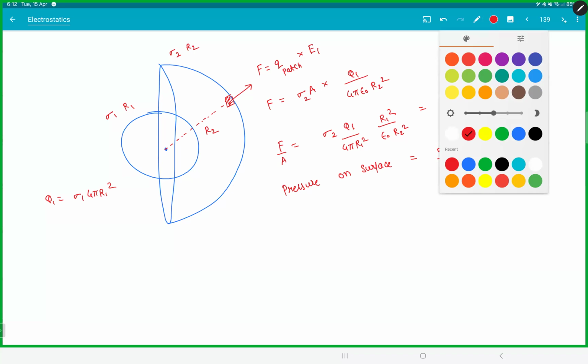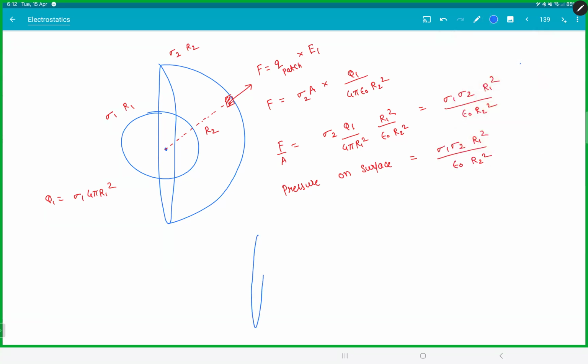Clear? We are done then. Now, if you take this outer shell, you just proved this entire outer surface will have the same pressure. It is constant. So the force will be how much? Pressure into projected area, which is pi r2 square.